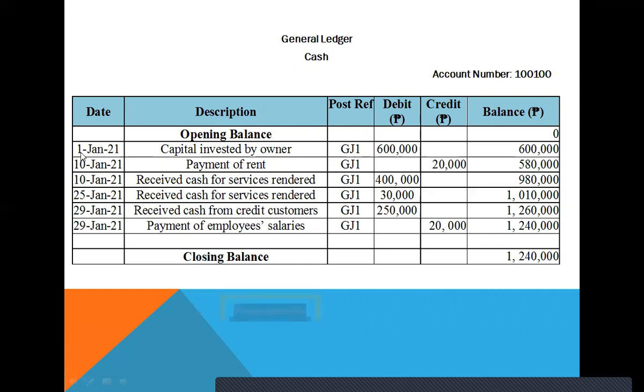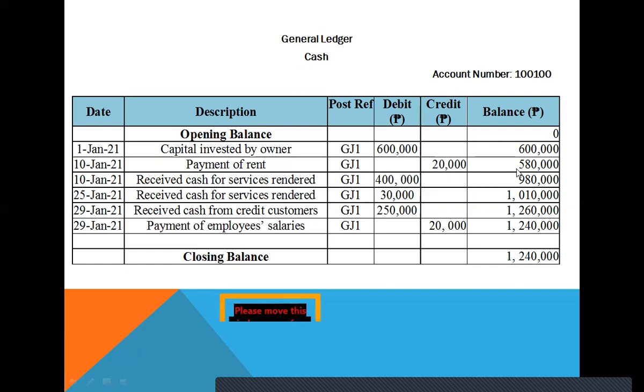On January 1, 2021, capital invested by owner, from general journal page 1, debit 600,000 pesos. So you have a balance of 600,000. On January 10, payment of rent, so you credit 20,000 pesos. You deduct 20,000 pesos from 600,000 pesos, so that is 580,000 pesos. That means that on January 10, 2021, you have a balance of 580,000 pesos for cash.